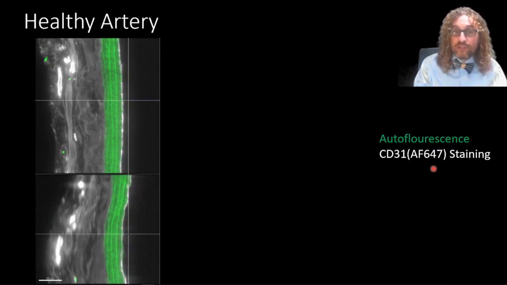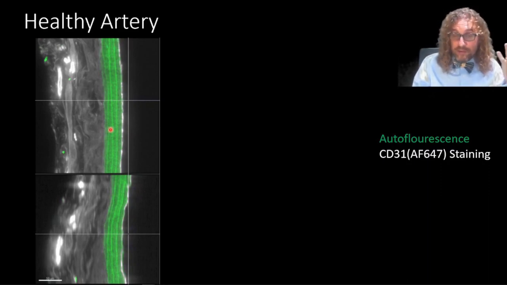and we imaged to see if the resolution was enough to see what we wanted to see. And voila, I'm showing you here this beautiful image of a rat carotid where you can see a single cell layer of CD31 positive cells sitting on top of the media that is visible due to its autofluorescence, and you can even appreciate the individual lamella of the media.